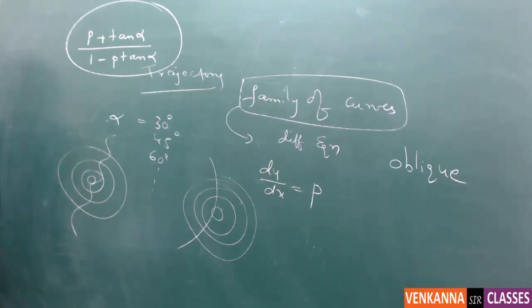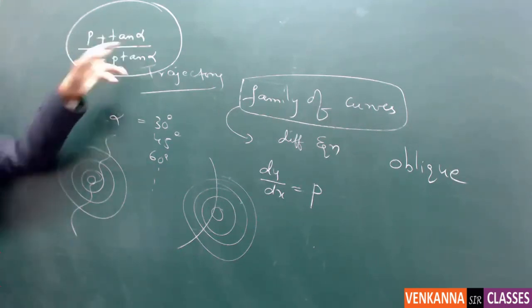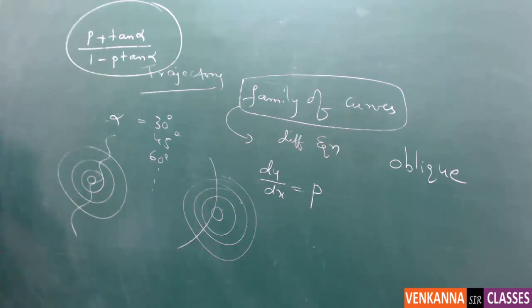So what is the procedure here? Once the given family of curves is given, obtain the differential equation by eliminating the parameter. We use the symbol dy by dx for p or p for dy by dx. To determine the trajectories, replace p with p plus tan alpha by 1 minus p tan alpha, where alpha is nothing but the required angle given in the problem. Okay? Is it clear now?